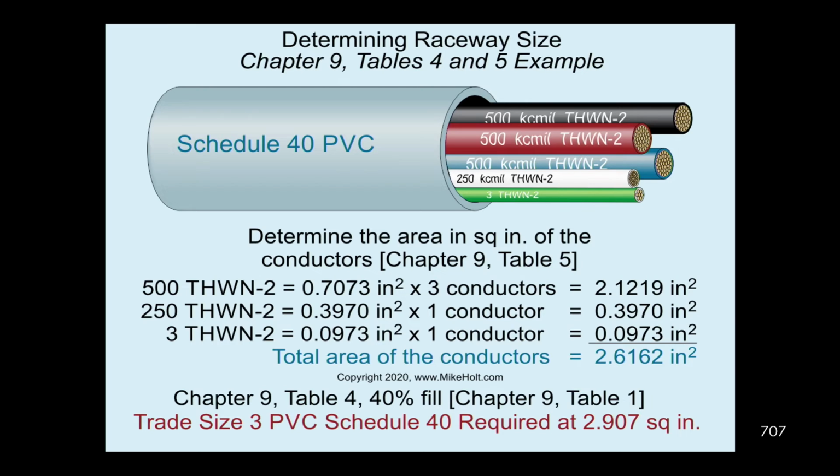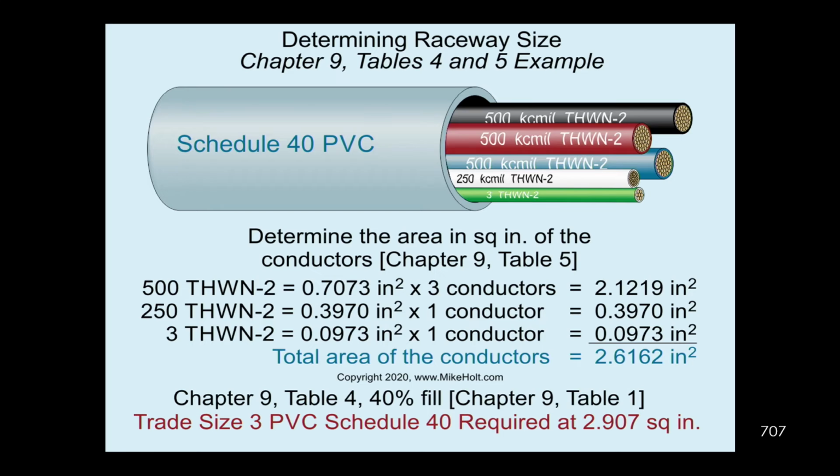Then our 250 kcmil, that's actually at the bottom of page 721. We go over to the third column, and it says 0.3970. I've got 1 of those, so I don't have to multiply it times anything. And then I've got a number 3 in there. So I go up to my number 3, and it says 0.0973. So now I've got my 2.1219, my 0.3970, and my 0.0973. I add all those together and come up with a total area of 2.6162.